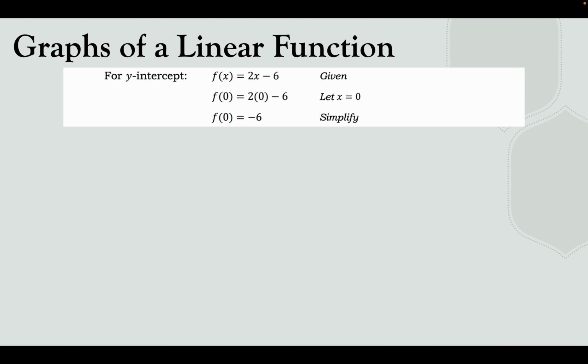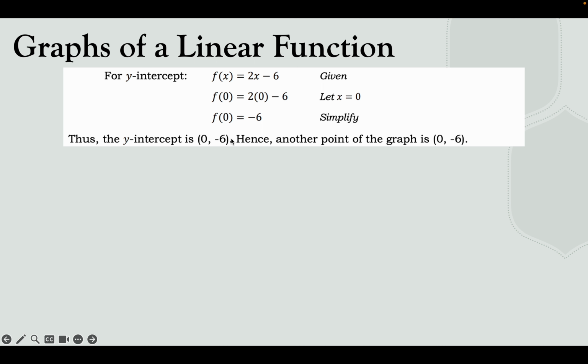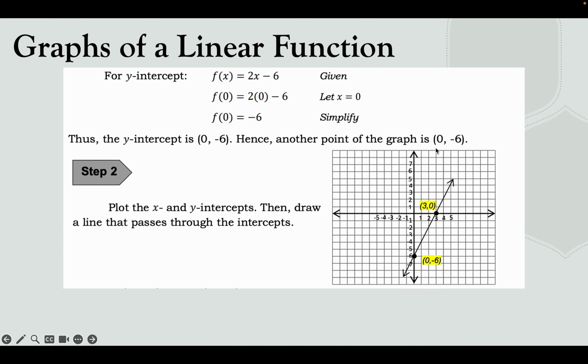Now, let's find the y-intercept. How to find the y-intercept? You now need to let x is equals to 0. So, we have now f of 0 is equals to 2 times 0 minus 6. So, 2 times 0 is 0. 0 minus 6 is negative 6. Thus, the y-intercept: if you have x is equals to 0, your y is negative 6. Hence, another point of the graph is (0, -6).